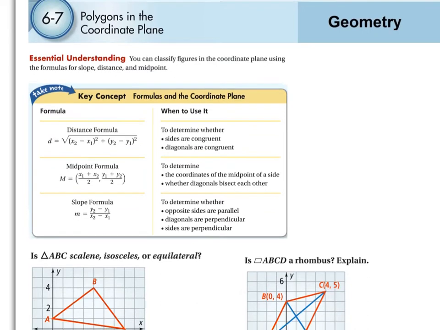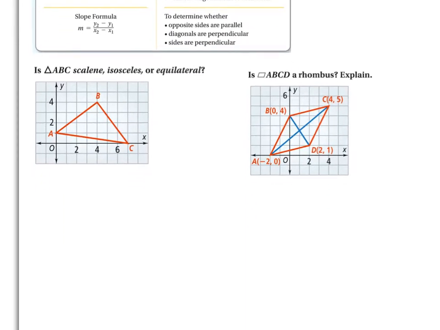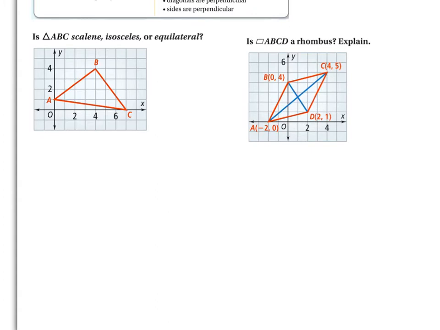So that's what you're going to use each one of these formulas for. It says here in the first example, is triangle ABC scalene, isosceles, or equilateral? Remember, a scalene triangle has no sides congruent, an isosceles triangle has two sides congruent, and an equilateral triangle has three sides congruent. The first thing you have to do is identify the points. A is at the ordered pair (0, 1), B is at the ordered pair (4, 4), and C is at the ordered pair (7, 0).